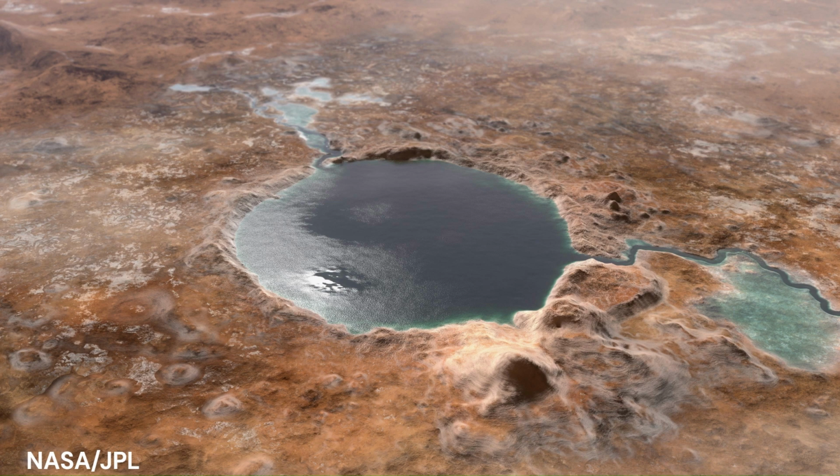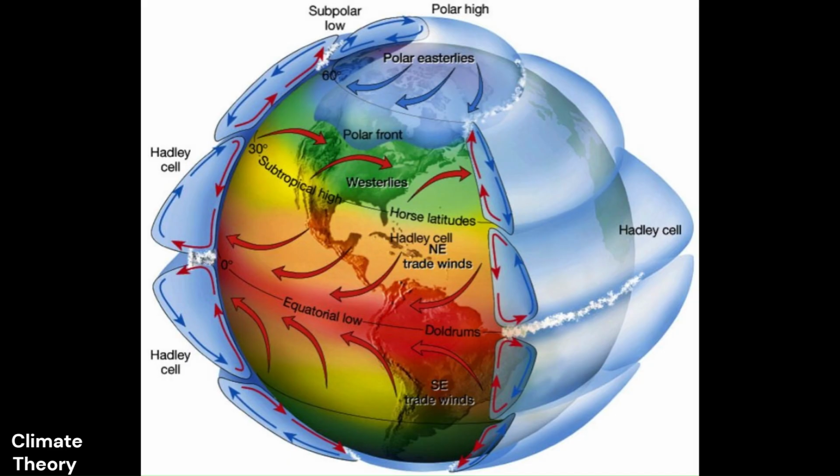While most Martian impact craters wouldn't have been filled with water 3.5 billion years ago due to the lower precipitation rates, the Jezero crater is in a unique geographic position. Global patterns of precipitation on Earth are largely driven by Hadley circulation, and it's likely that this was the case on ancient Mars as well.